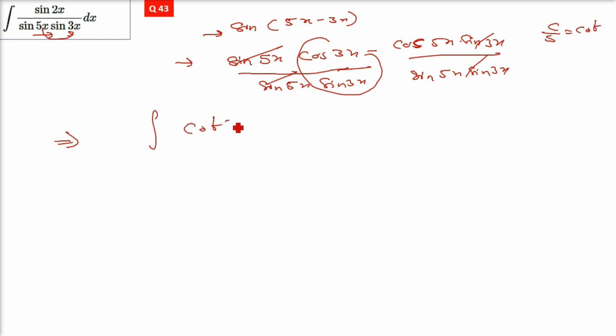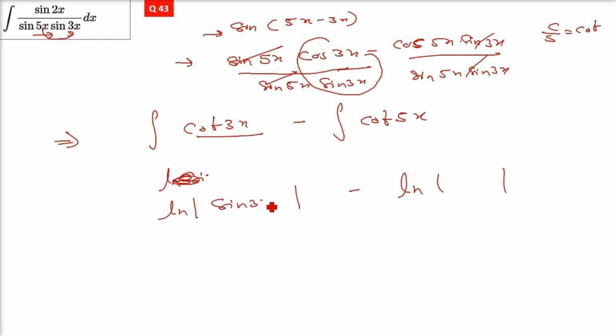So integration of cot 3x minus integration of cot 5x. Cos 5x by sin 5x is cot 5x. Now cot x you can integrate directly. So the integral of cot x is ln modulus of what? Cos by sin. Okay, so ln modulus of sin.